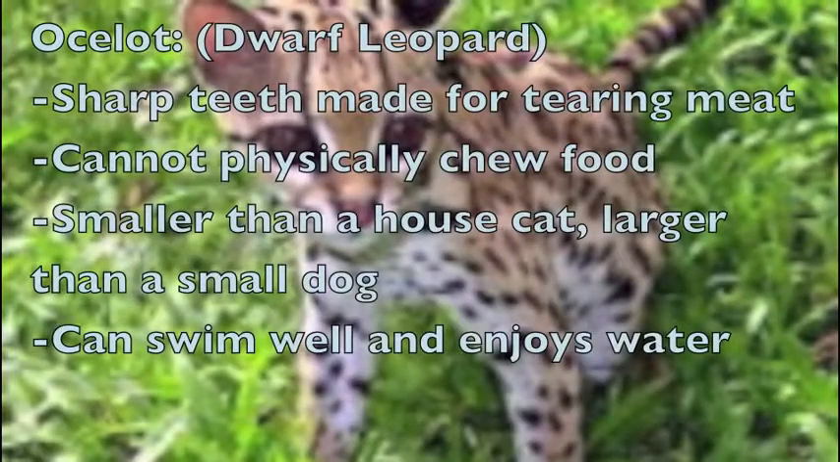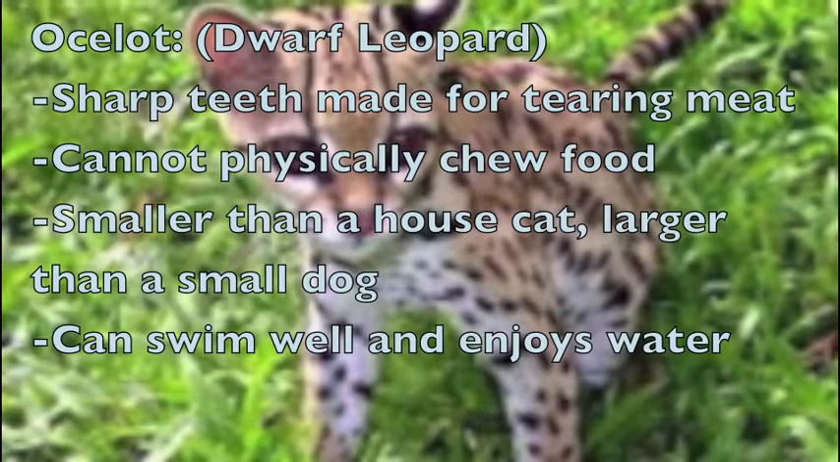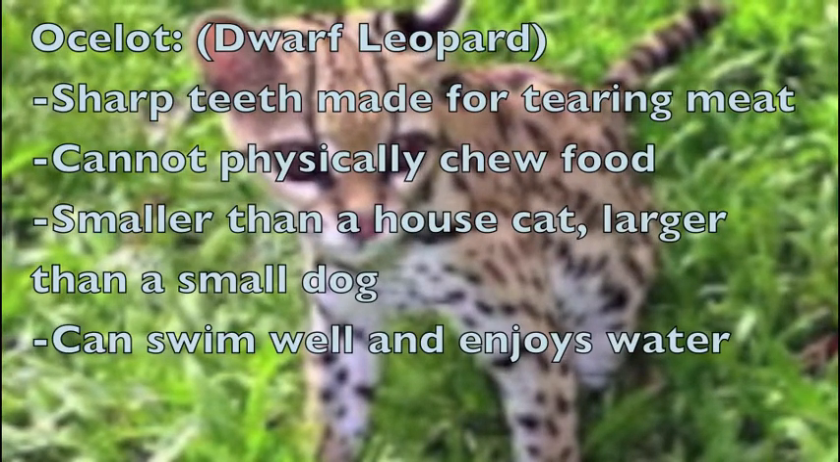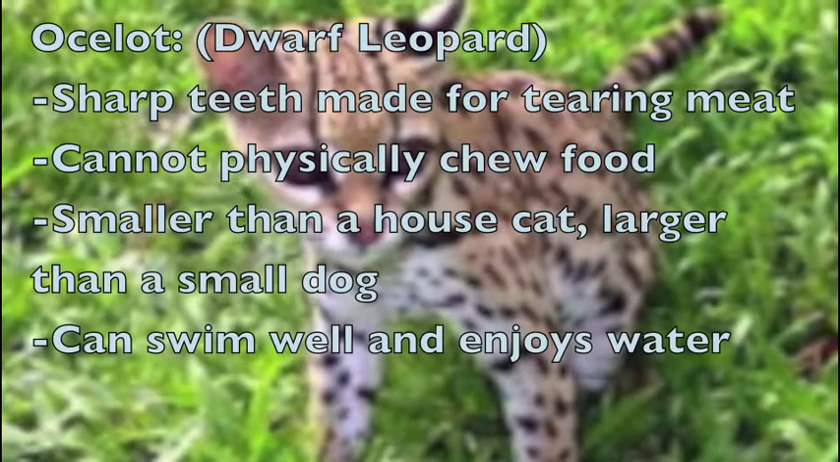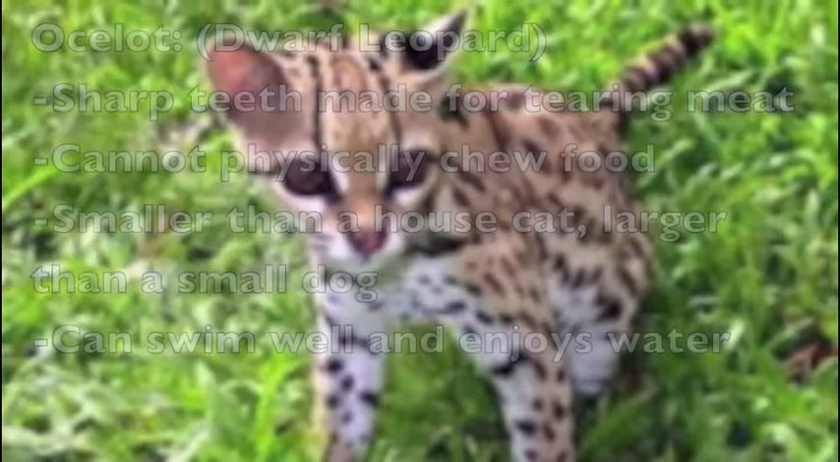The ocelot, also known as the dwarf leopard, is twice the size of a normal house cat. They are nocturnal cats that hunt and have sharp teeth adapted for tearing apart meat. They tear their meat and eat it whole because they cannot chew. Unlike most cats, they swim well and do not avoid water.